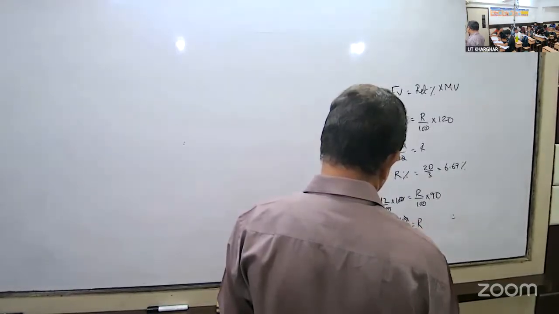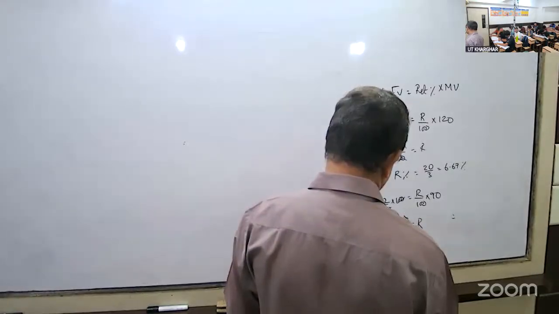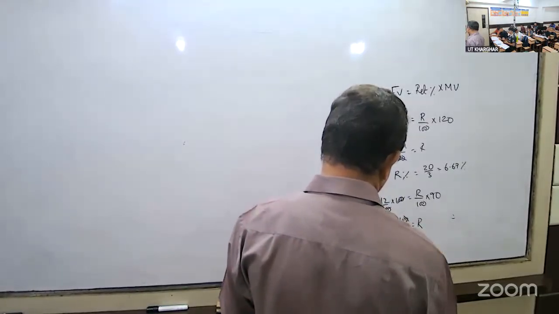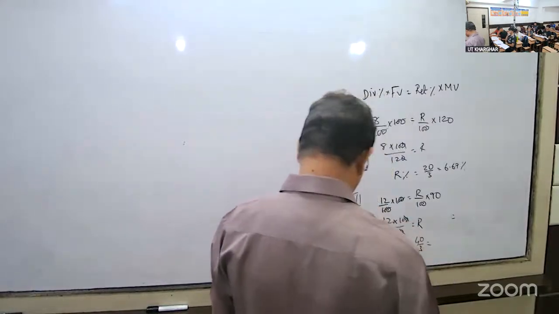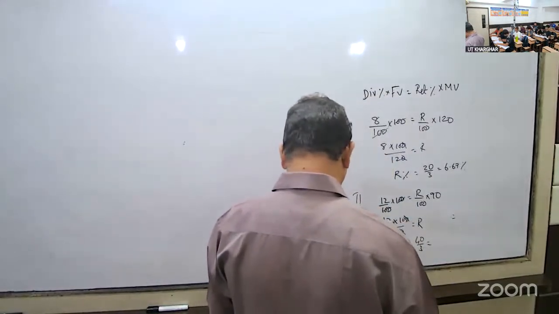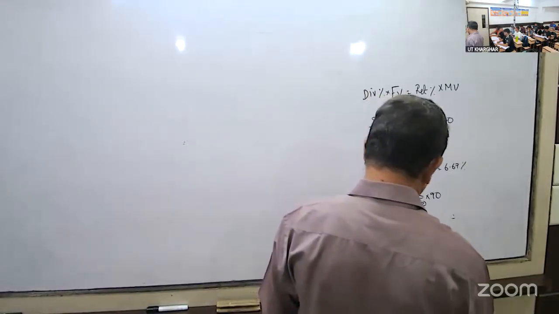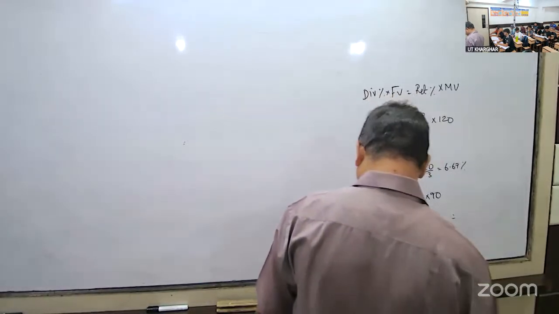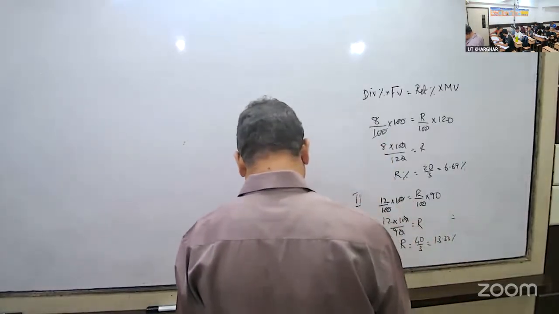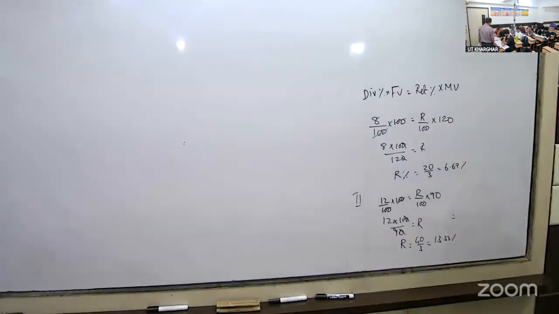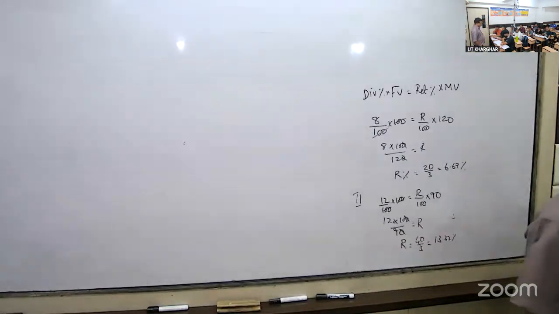So what will you get? R is equal to 40 by 3, that is 13.33 percent. So, which company is the better investment? Second company, because the return is more.